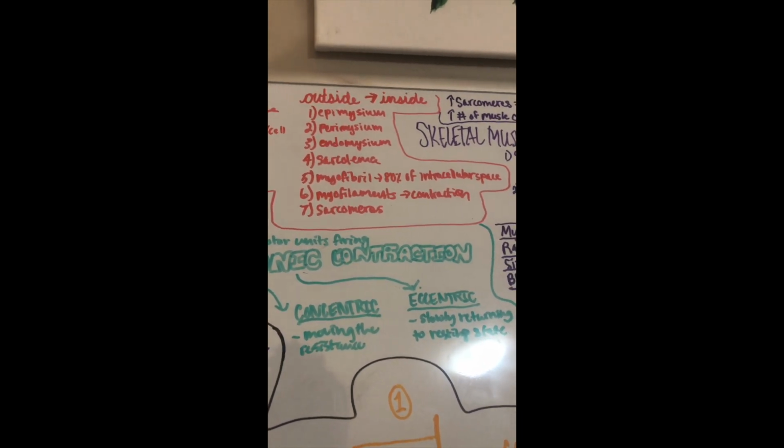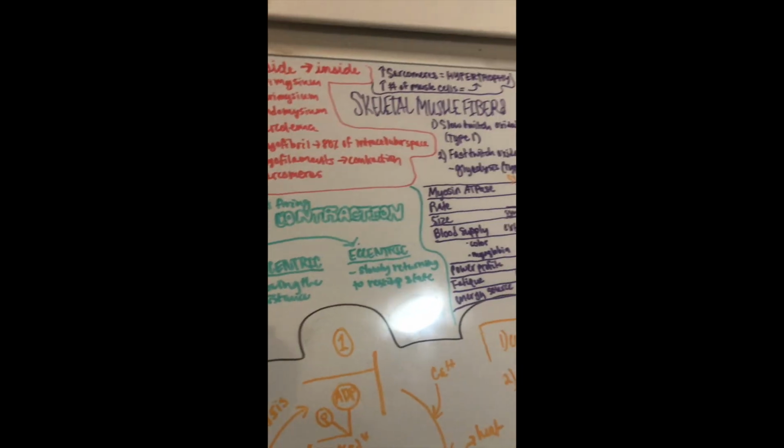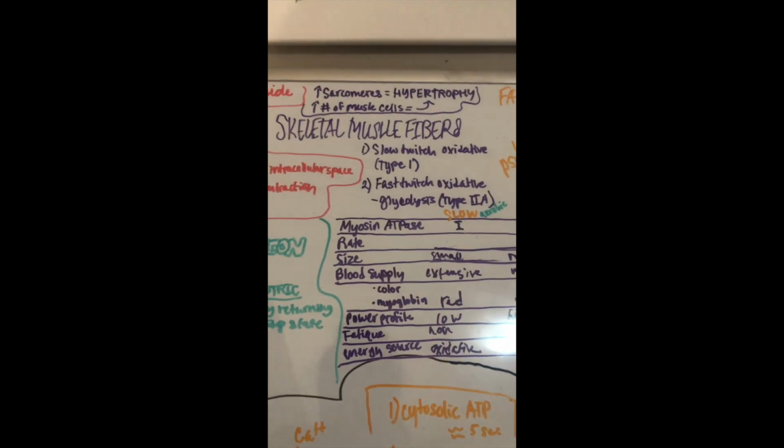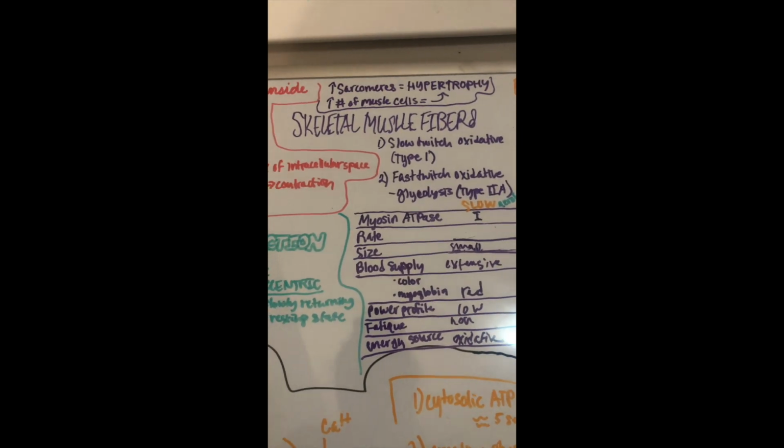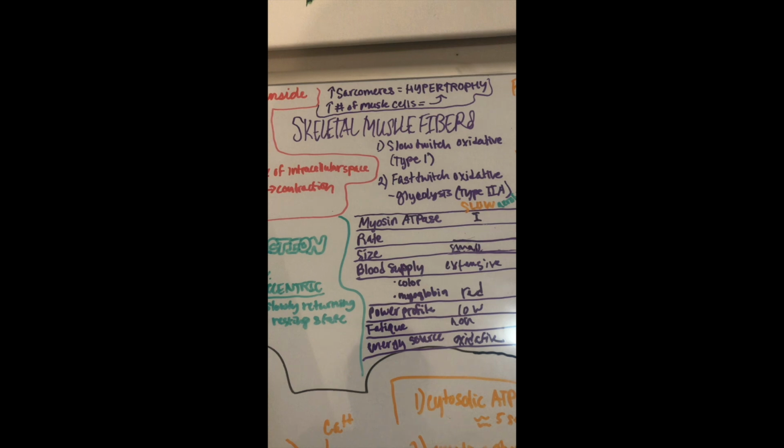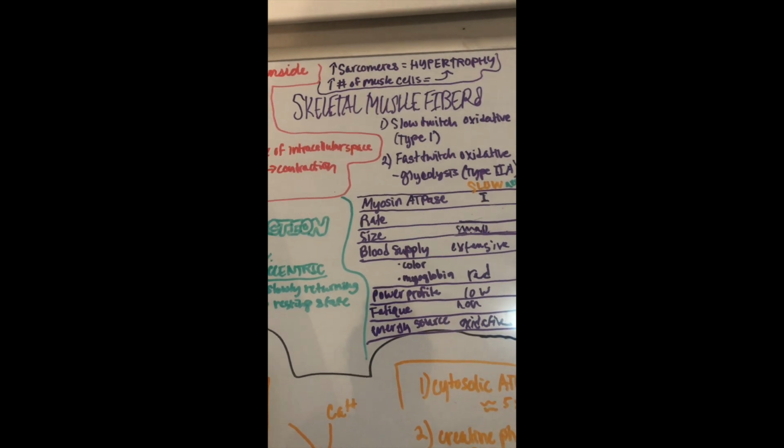And then 7 is the sarcomeres. Okay, so increased sarcomeres equal hypertrophy. An increased number of muscle cells also equals hypertrophy. So those both affect that.